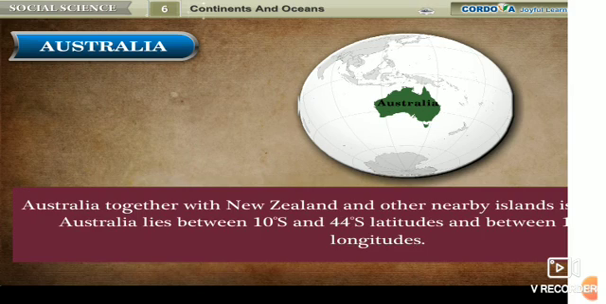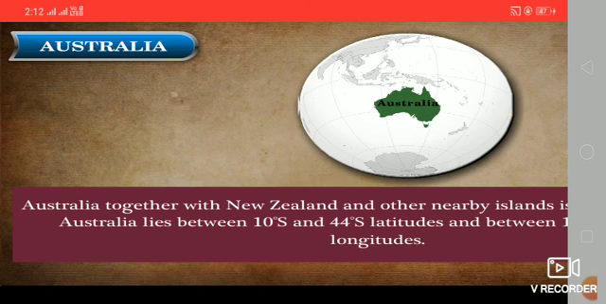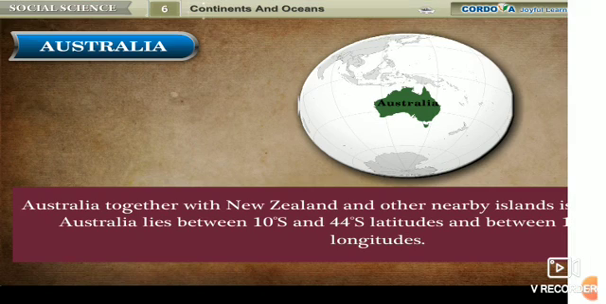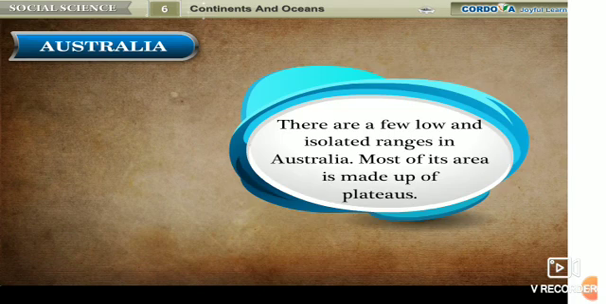Australia, together with New Zealand and other nearby islands, is called Australasia. Australia lies between 10 degrees south and 44 degrees south latitudes, and between 112 degrees east and 154 degrees east longitudes. There are few low and isolated ranges in Australia. Most of its area is made up of plateaus.